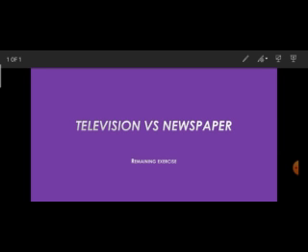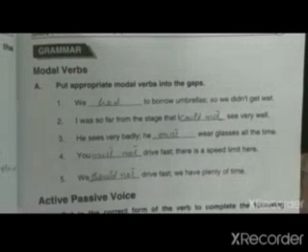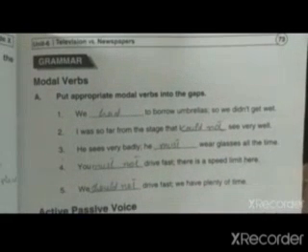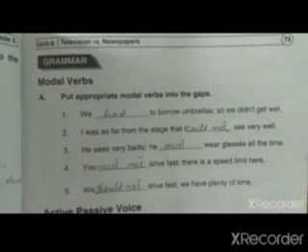Yes class, in the previous lecture we discussed television versus newspaper with its exercise. Today we are going towards the completion of the remaining exercise, newspapers. Now we are going to move towards the grammar portion. First of all, we have modal verbs.